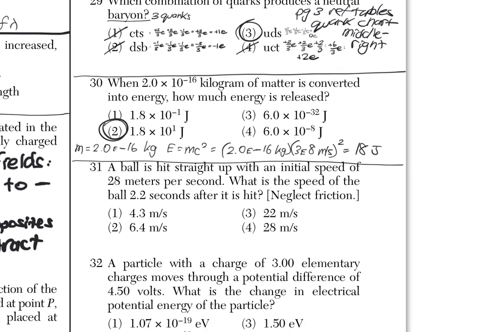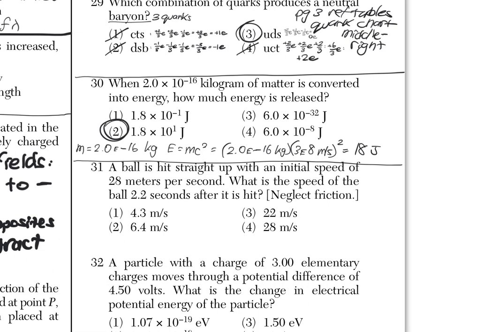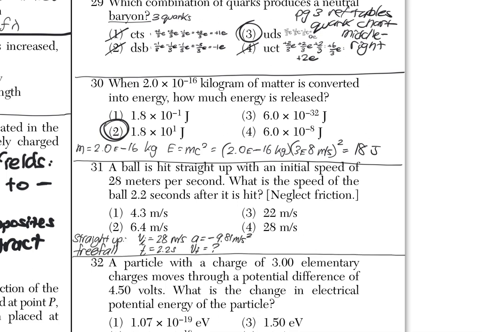All right, number 31. So you hit a ball straight up. If you hit a ball straight up, that acts like free fall. We are slowing down under gravity. So we know v initial is 28 meters per second. v final is 0 at the highest point, but I don't know that it gets to the highest point. I do know the time, and I know the acceleration is negative 9.81 meters per second squared. So they give us v initial, they give us the time.